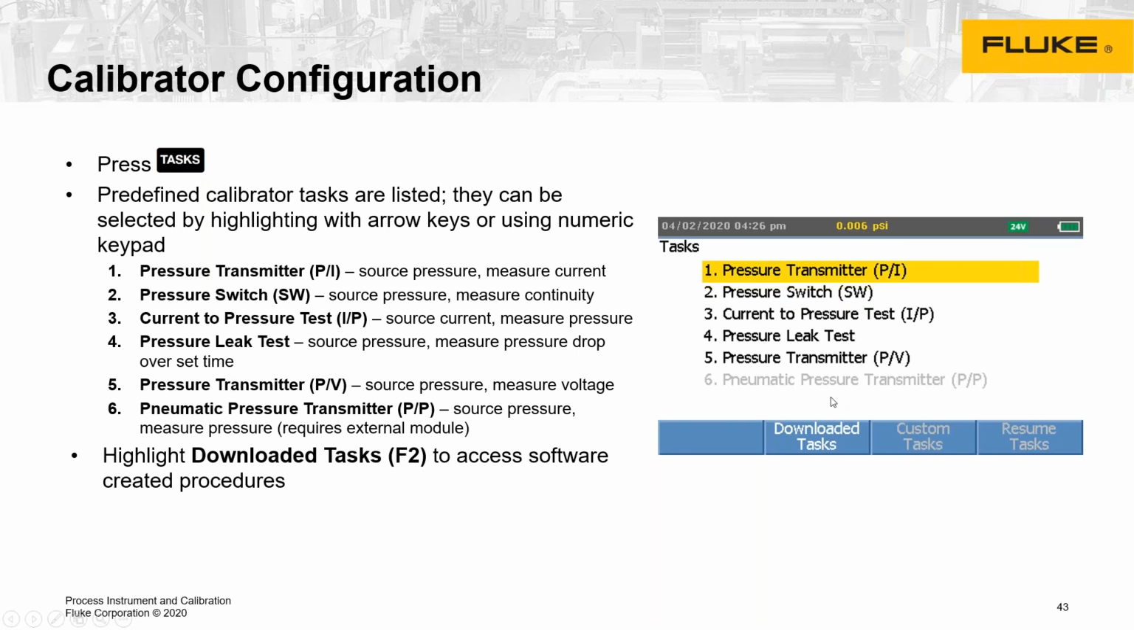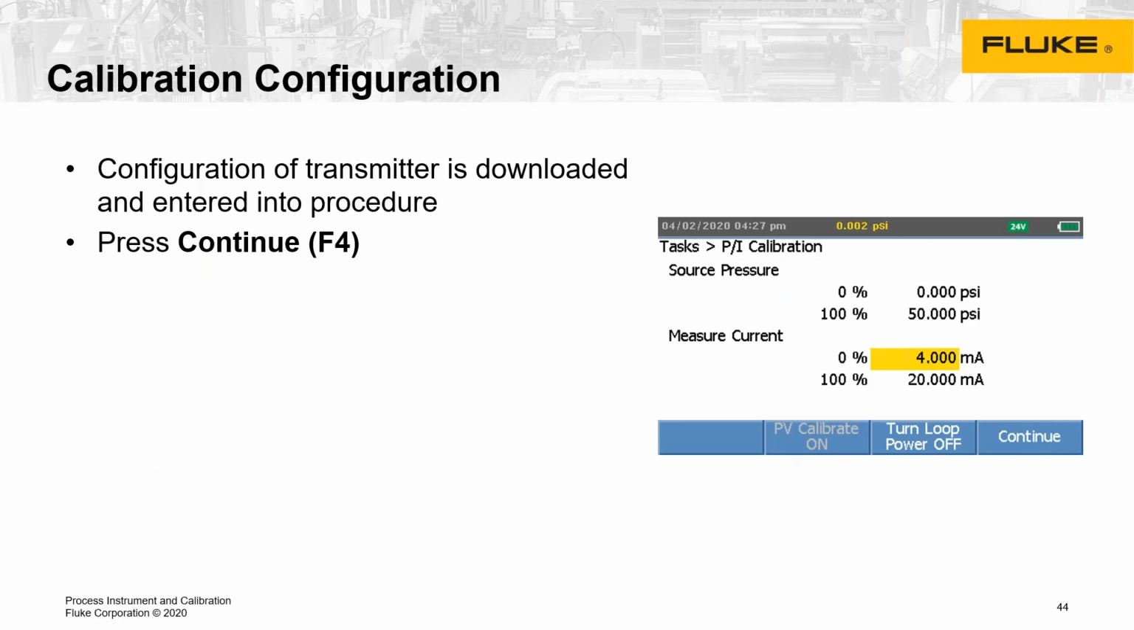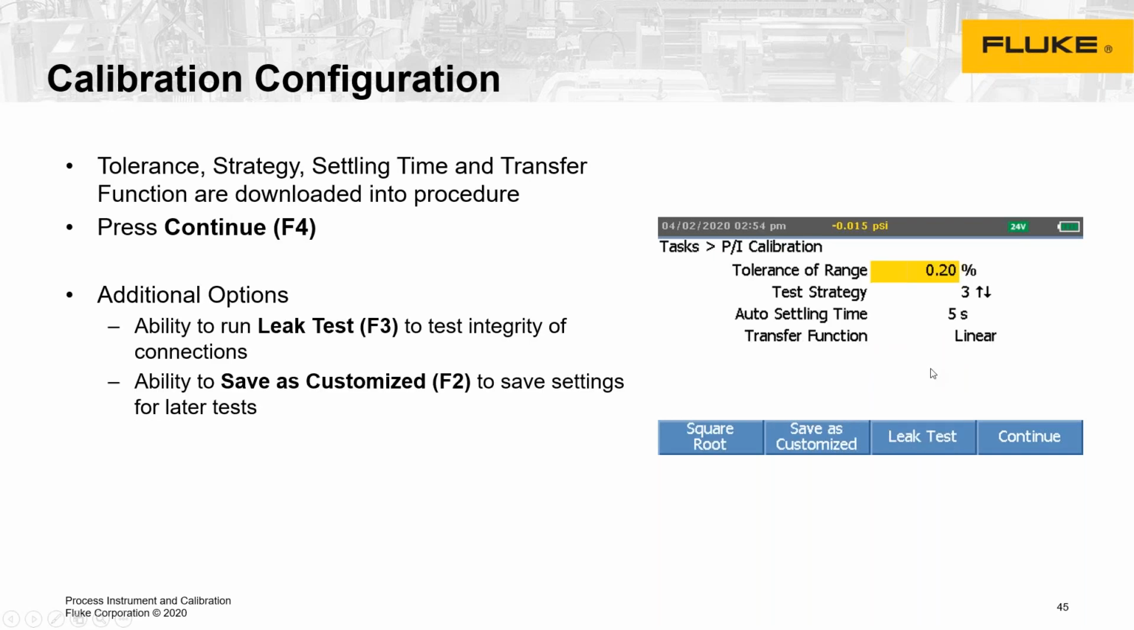At this point, you can do an ad hoc calibration of any of these predefined devices, or in this case, we would want to hit the soft key F2 to go to downloaded tasks. At that point, we would select the task that we had downloaded, and it would auto-configure the calibrator. In this case, my 4600 Rosemont is a 0 to 50 psi, 4 to 20 milliamp pressure transmitter.